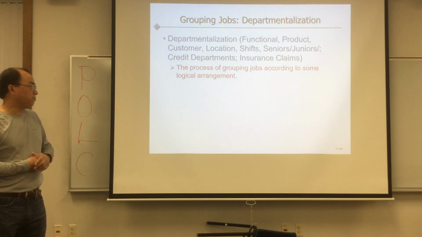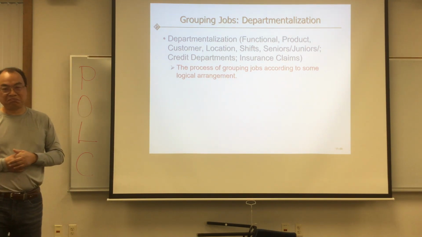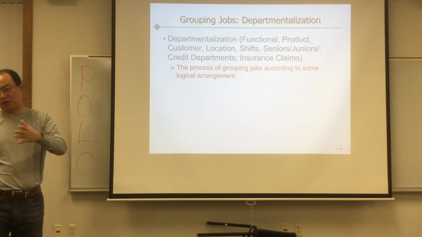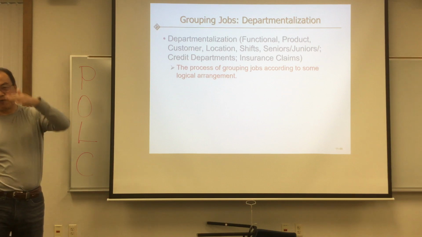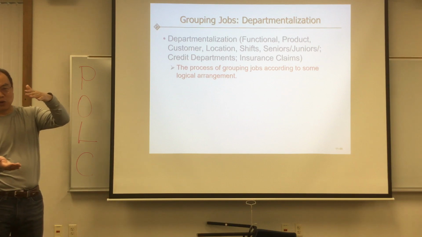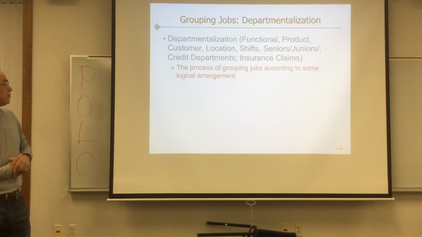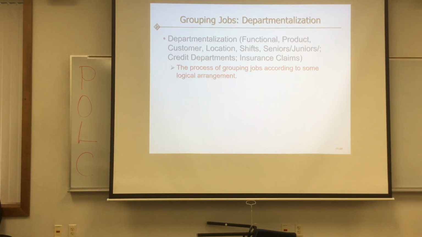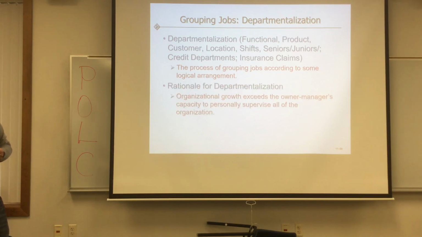But also, you can group them like seniors and juniors, like we do at George Fox, right? 400 levels mostly for seniors, 300 for juniors. You have to finish the 300 level normally before you go to the 400 level, right? You go to companies that have credit departments, insurance, anyway. So basically, grouping or departmentalization is really based on some kind of logical arrangement, okay?